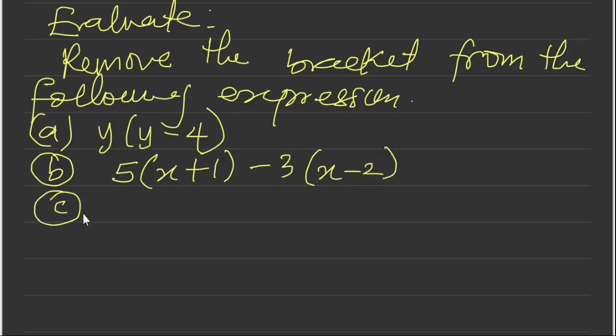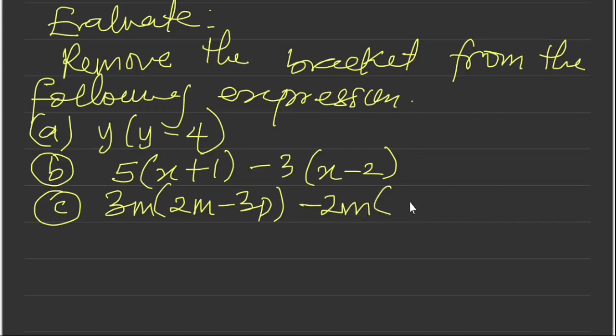C, let's have 3m(2m - 3p) minus 2m(3m - p). So you solve A to C and you submit it in the comment section of the YouTube. So that is how we're able to know maybe you are following us or not. So now we are going to another subtopic which we call common factors.